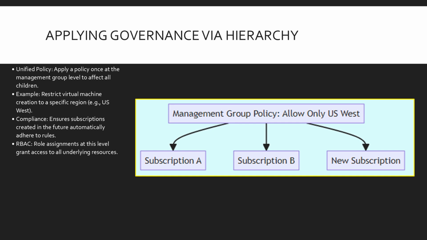In this diagram, the management group has a policy defined: allow only US West. We see subscription A and subscription B currently existing under it. They both have this policy enforced. Crucially, when a new subscription is added to the group, the arrow indicates it also automatically receives the enforcement. Maintaining compliance without manual setup.